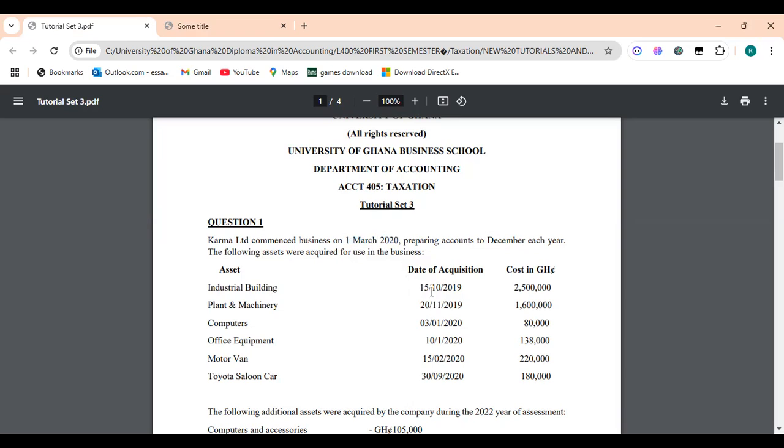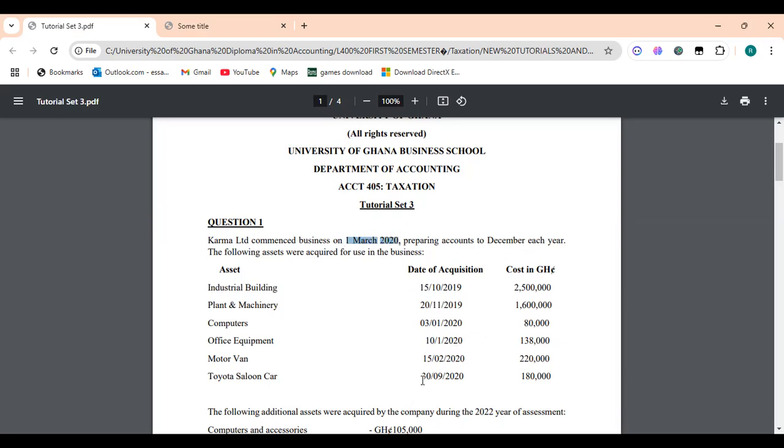This one was bought 15th October 2019, right? But it will be granted capital allowance within this basis period. This, for example, was bought 10th January 2020. Forget about everything. It will be granted capital allowance within this basis period, 1st March to 31st December.